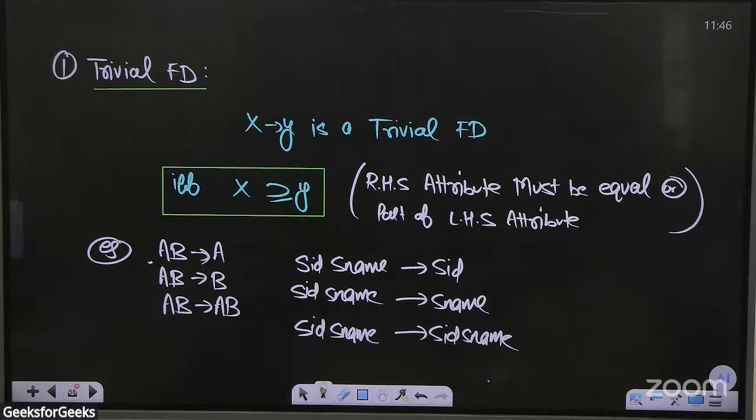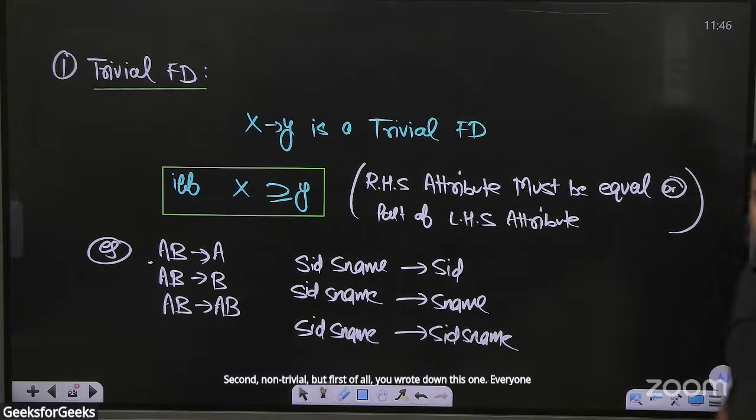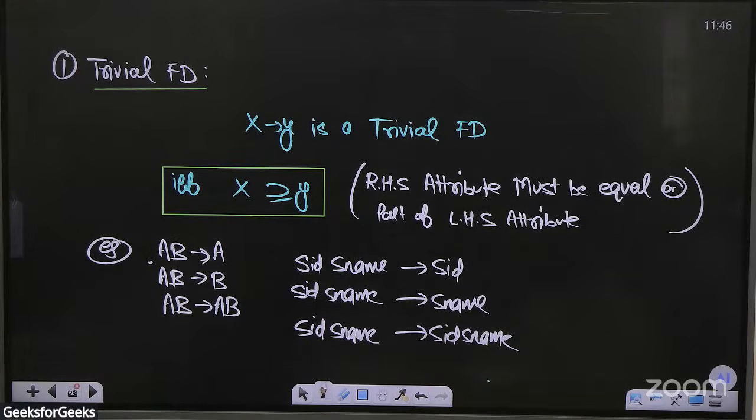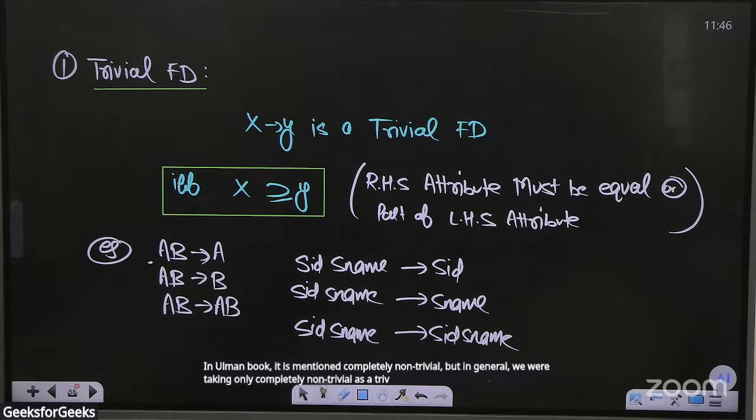Second, non-trivial, but first of all note this down, everyone. Broadly there are two types, trivial and non-trivial. No semi non-trivial, no semi-trivial, only trivial and non-trivial. In Ullman's book completely non-trivial is mentioned, but in general we take only trivial and non-trivial.